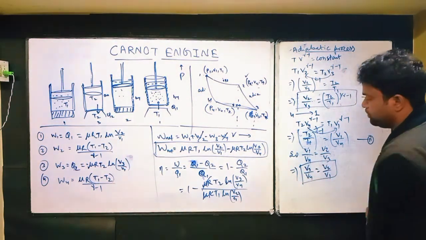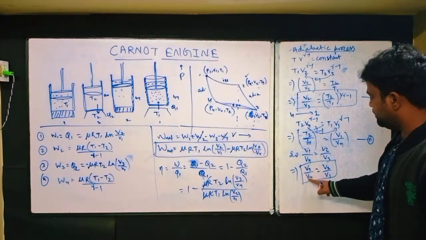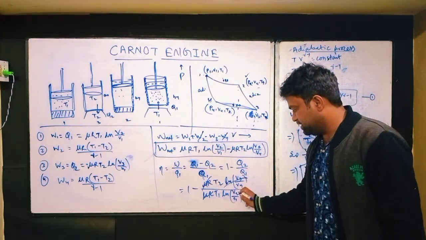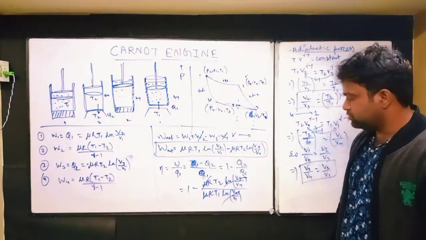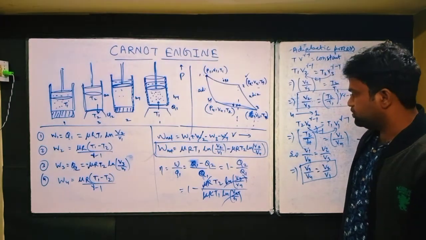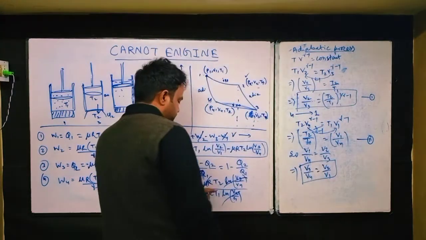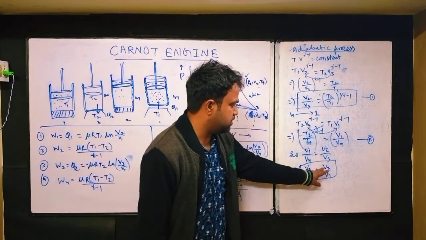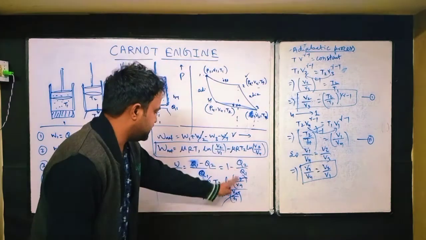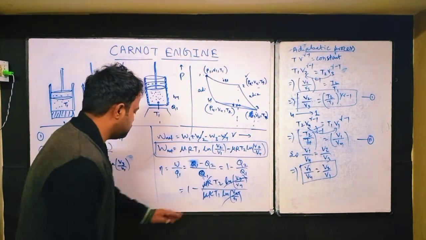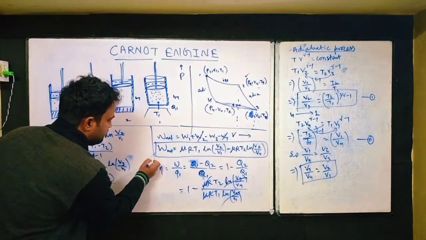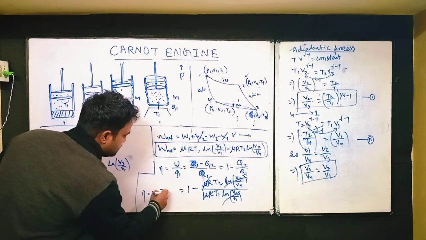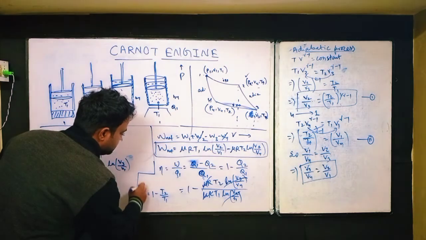If I take ln on both sides, ln V3 by V4 equals ln V2 by V1. That means these two things are equal, so they cancel out. Now it makes my life easy. So what equation will I get? Only T2 upon T1 is left. Once I get V3 upon V4 equal to V2 upon V1, it cancels out, and only T2 upon T1 is left. So my final efficiency comes out as eta equals 1 minus T2 by T1. This is a nice equation.